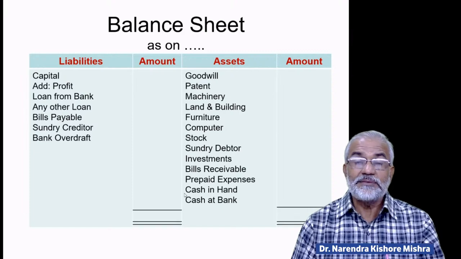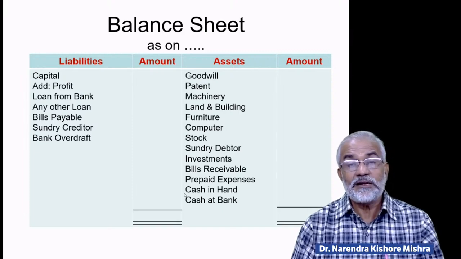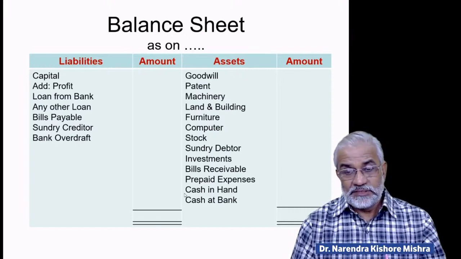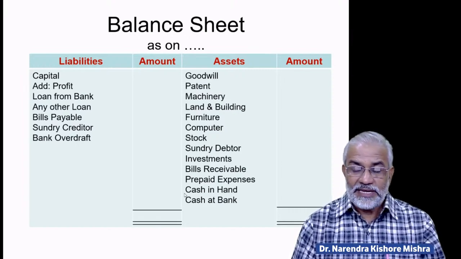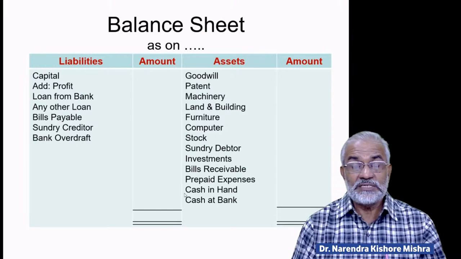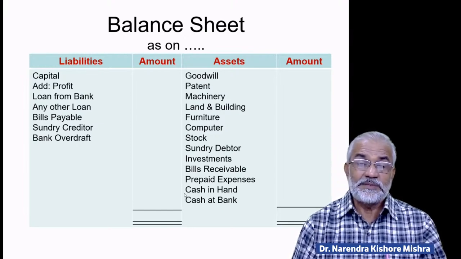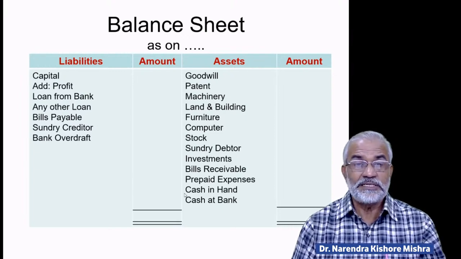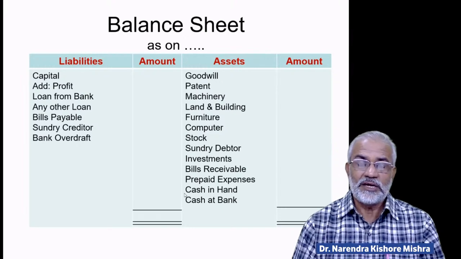And after preparation of the trial balance, which is the summarizing part of the definition of accounting, the next step is preparation of the final accounts. As we discussed, the final accounts consist of the income statement and the balance sheet. The first part of the income statement is the trading account, which speaks about the gross profit or gross loss, but that is not the final profit of the organization.